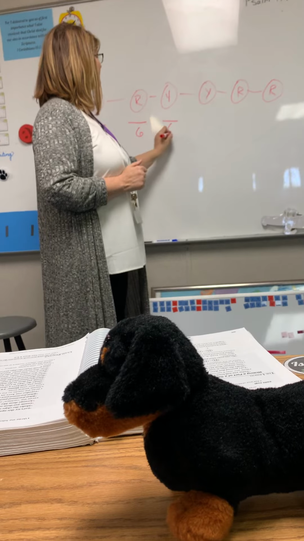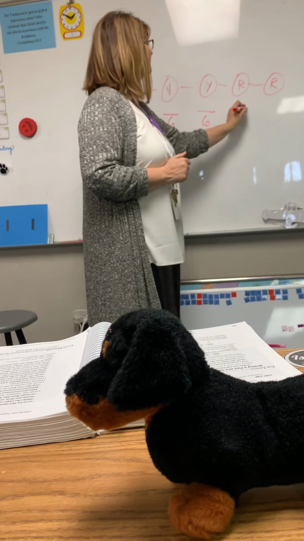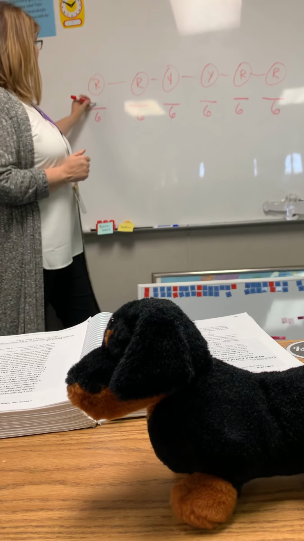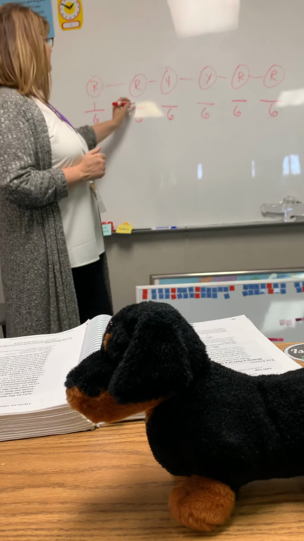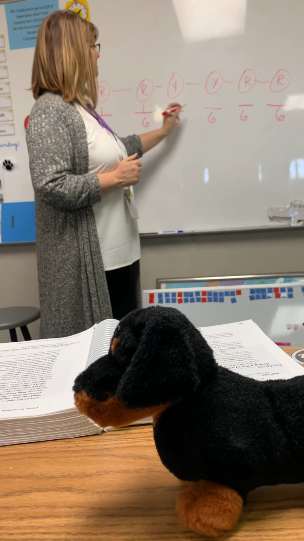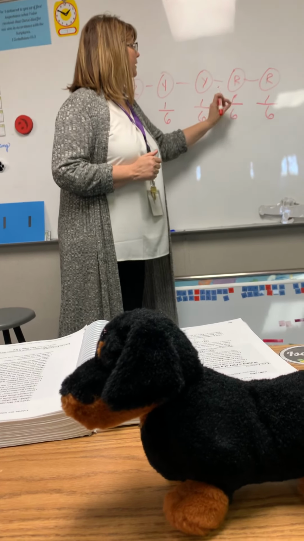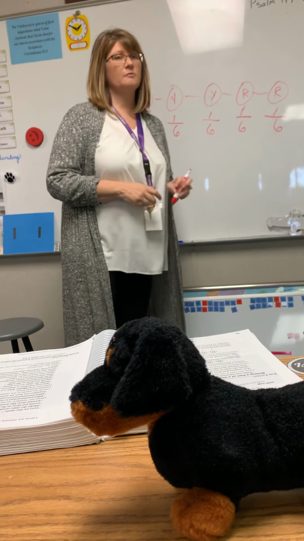Remember, the bottom, the denominator, is always the total number of parts, right? So this bead would be 1/6. This would be 1/6, 1/6, 1/6, 1/6. Okay. Each of them would be 1/6.